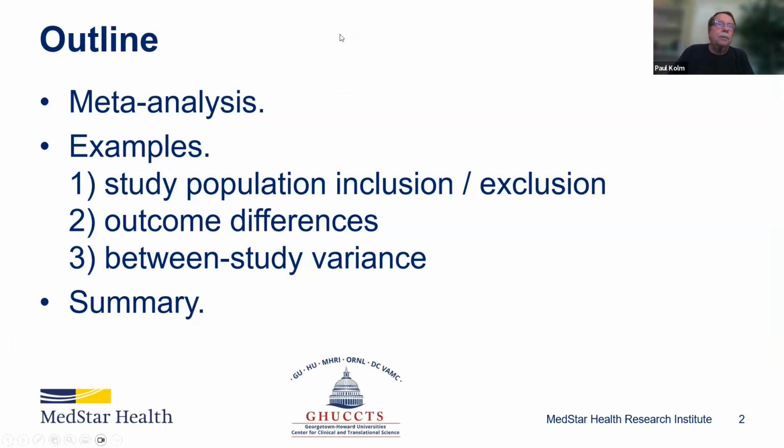I want to, first of all, talk about meta-analysis itself and what that's about. But most of the time I want to spend on looking at some actual examples of meta-analysis. And the first two I want to look at are those that have some issues with them. The first one related to the particular study population and patients that were included or excluded from the meta-analysis.